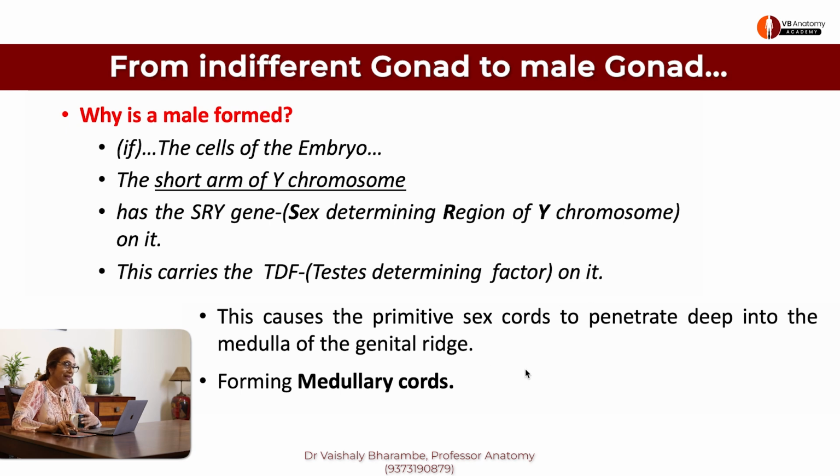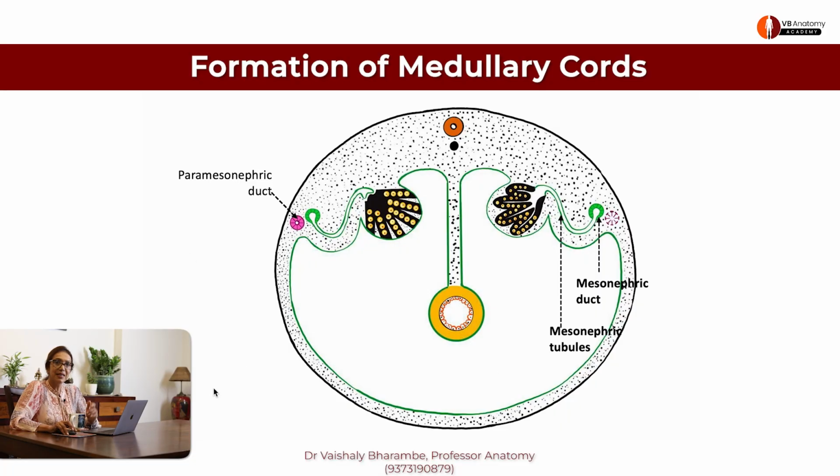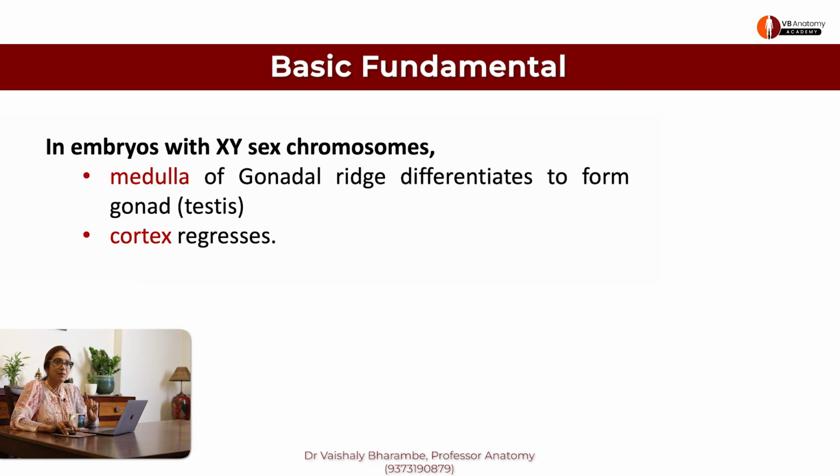Right? So, this factor causes the primitive sex cords to migrate further deep into the medulla and form what are called medullary cords. What's happening to the cortex? The cortical cords have degenerated. That's the effect of testis determining factor. Under this, now a testis is going to develop. Right. So now you're seeing a section through that developing embryo. These are the medullary cords. Just remember the fundamental. If the Y chromosome, if the SRY gene is there, medulla will develop into testes, cortex will degenerate. Very simple. Opposite will happen in the females.